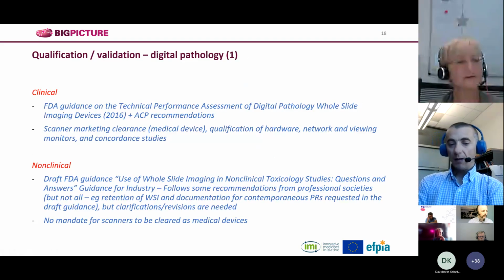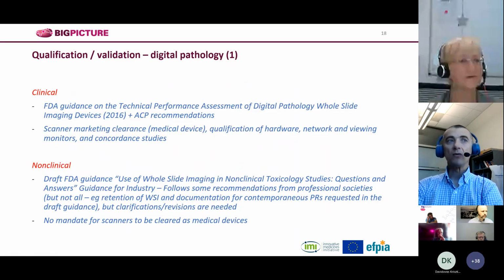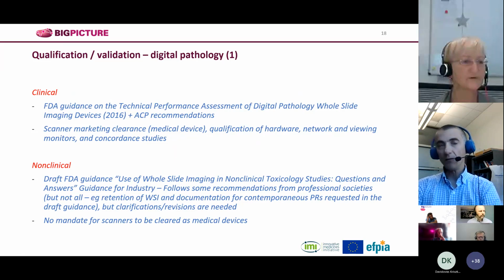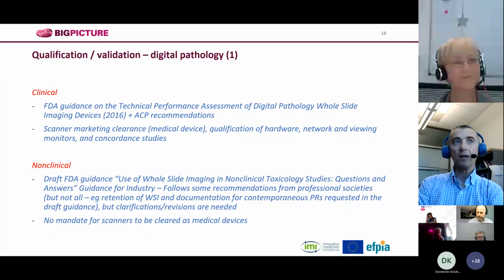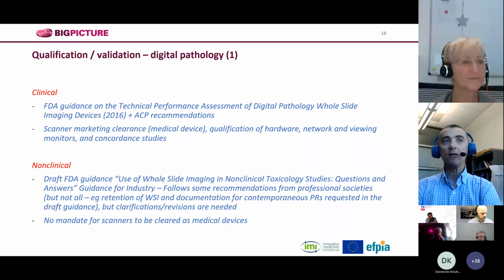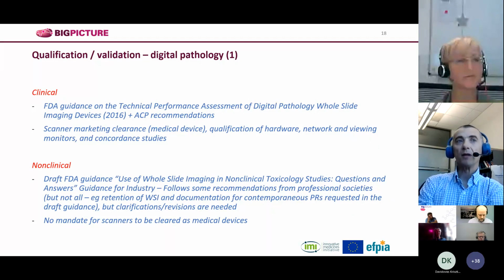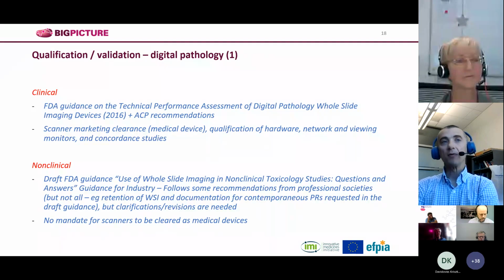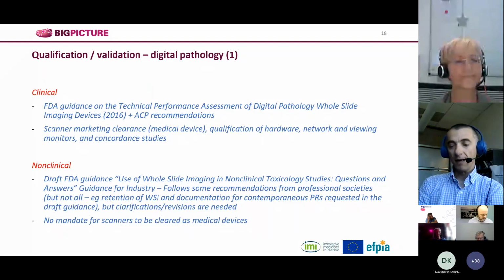So regarding the digital component, we'll start by highlighting differences between the clinical world and the non-clinical world. And then we'll go a bit deeper in the scope of the validation. And then we'll talk about SOPs. So in terms of qualification and validation, there is a big difference between the clinical world and the non-clinical. Things are pretty well defined in the clinical world. There's an FDA guidance. There are recommendations from professional societies that people can rely on. And one of them is to qualify the scanners as medical devices.